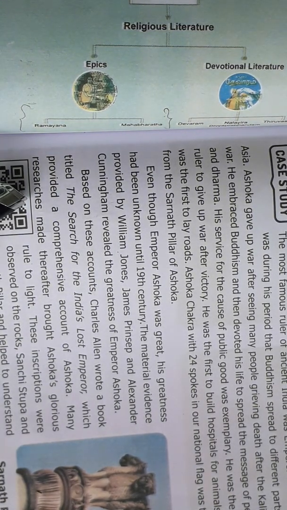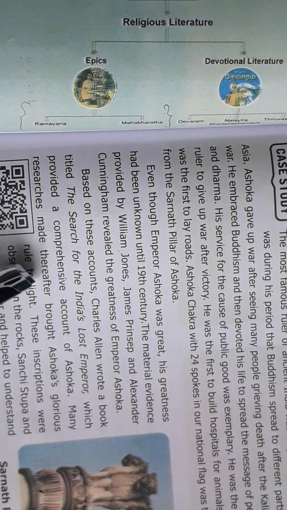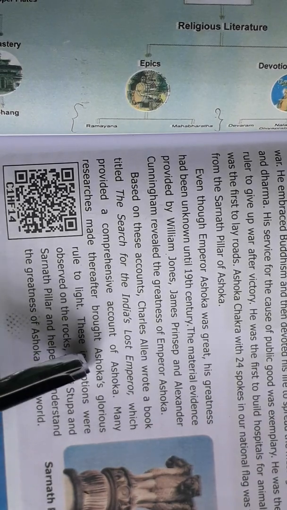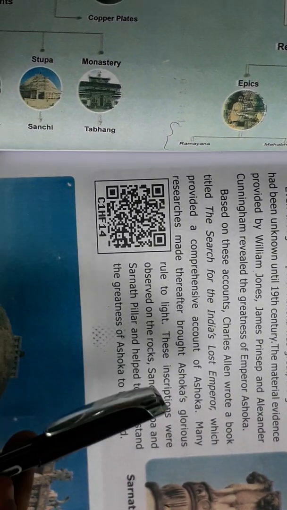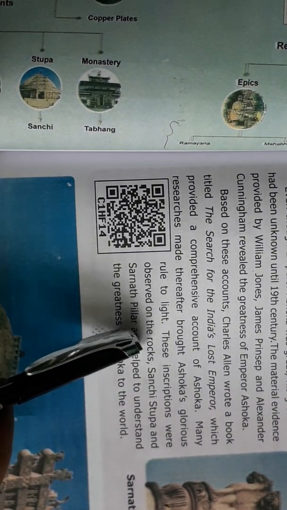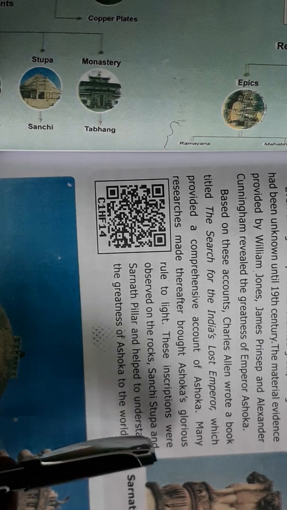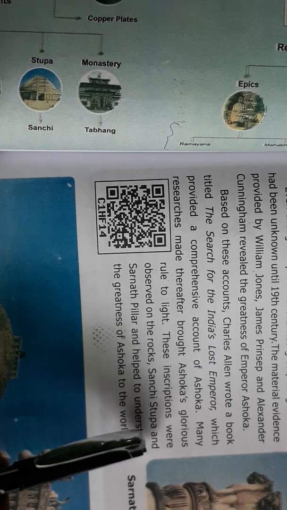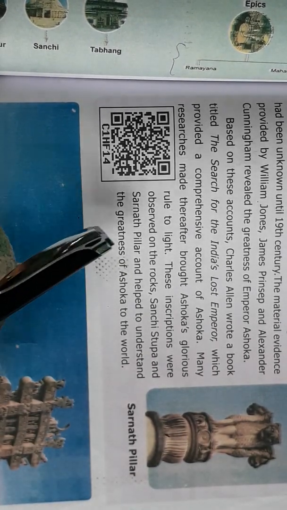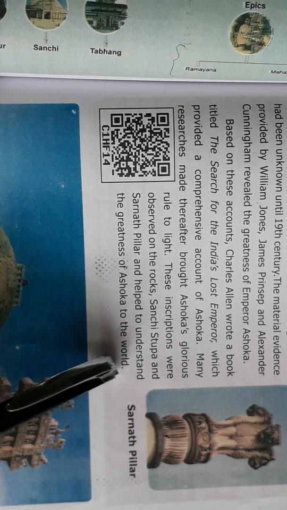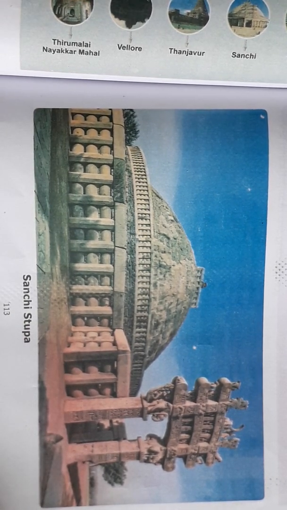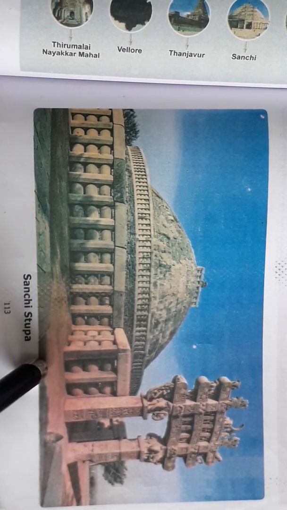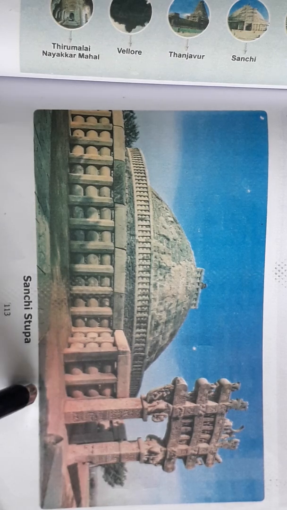Many researchers made efforts thereafter and brought Ashoka's glorious rule to light. These inscriptions, observed on the rocks, Sanchi Stupa and Sarnath Pillar, helped to make the greatness of Ashoka known to the world. This is the diagram of Sanchi Stupa. It is one of the monuments and also an archaeological source.